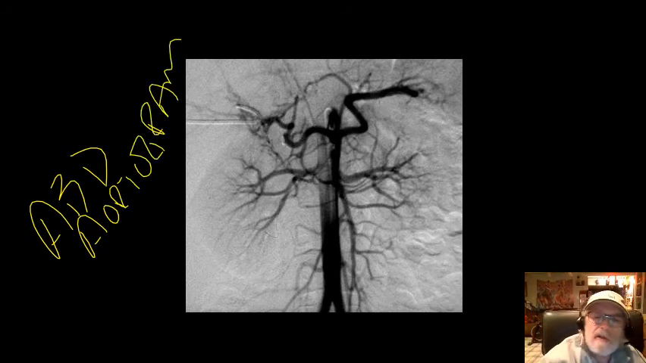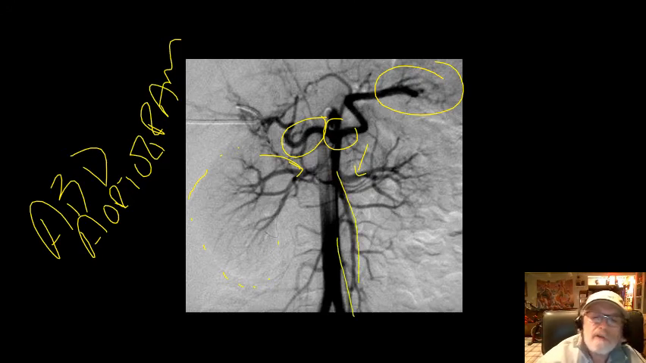And what we see right here, here's that celiac trunk. What's that? That's a splenic artery. What's that? That's a hepatic artery and stuff like that. Okay. Here's a renal artery right there. Here's a right renal artery. Here's a left renal artery. You can see the shadow of the kidney if you really look close here. Okay. Here's the superior mesenteric artery coming down here.